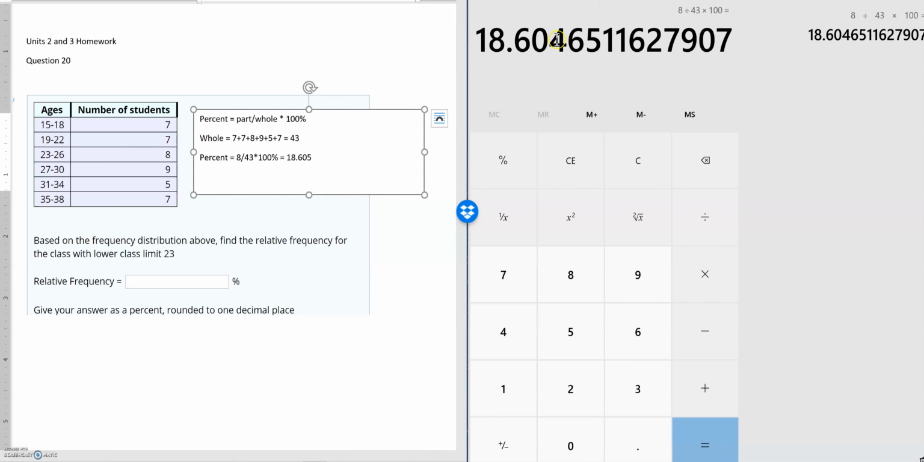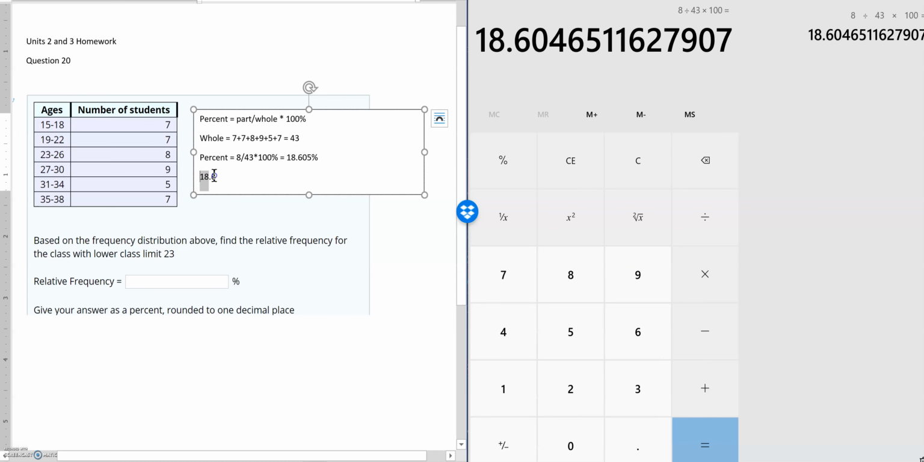Let's see how many decimal places I need to round this to. Give your answer as a percent rounded to 1 decimal place. Okay, so it appears I don't need 3 decimal places, so the answer I'm going to put into this will be 18.6. Because if I'm looking at 1 decimal place, I look at the 6, and the number behind it is a 0, so it's not 5 or higher to tell me to round that up to a 7. So the number I just have to put in here is 18.6. Do not write the percent sign because it's already encoded at the end of the question.